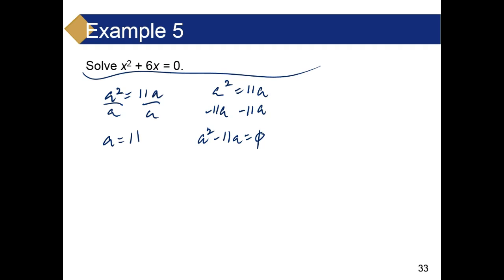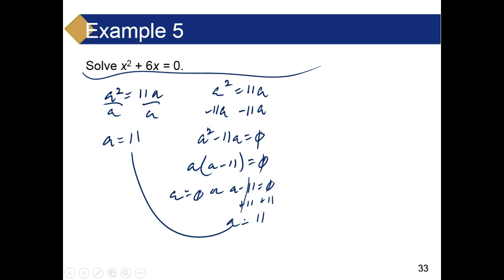What's our next step? Factor. Okay, good deal. What do we factor? A times (A minus 11) equals 0. Now what? Either A equals 0 or A minus 11 equals 0, which would give us, add 11 to both sides, and you get A is equal to 11. All right, we agree here. We missed A equals 0.